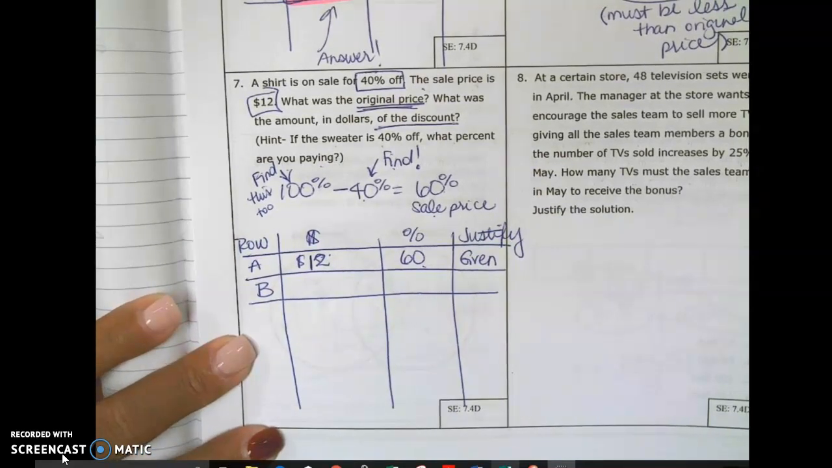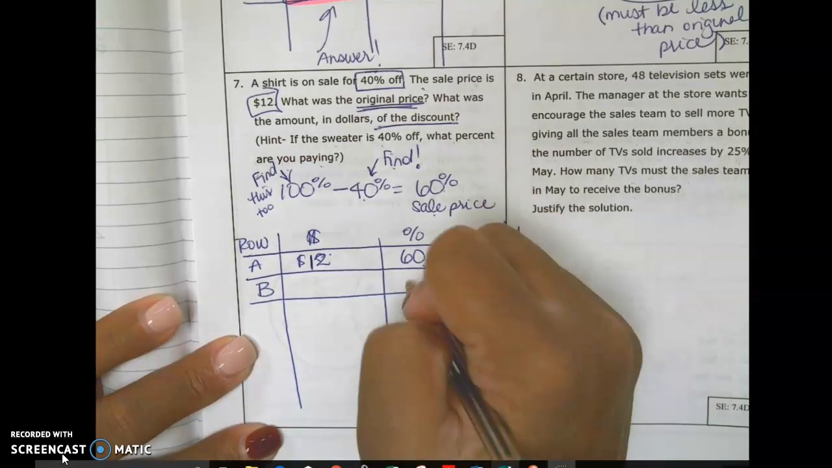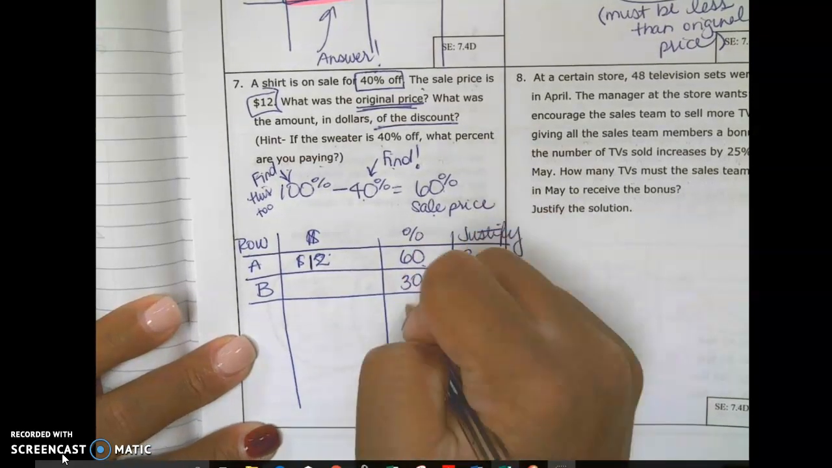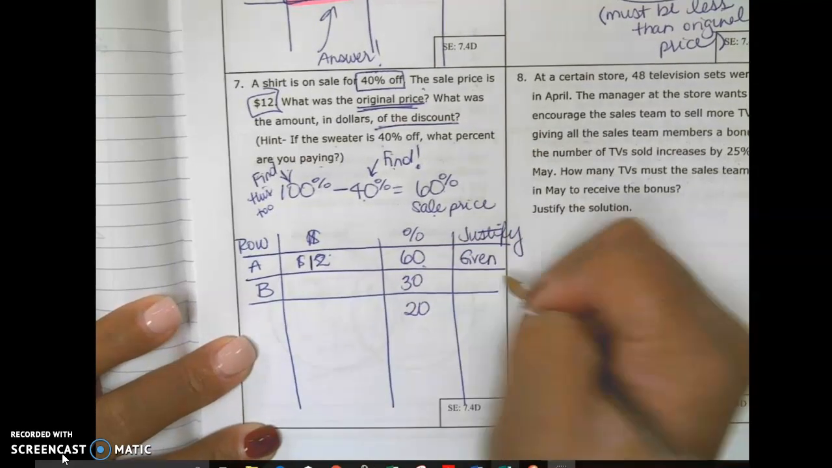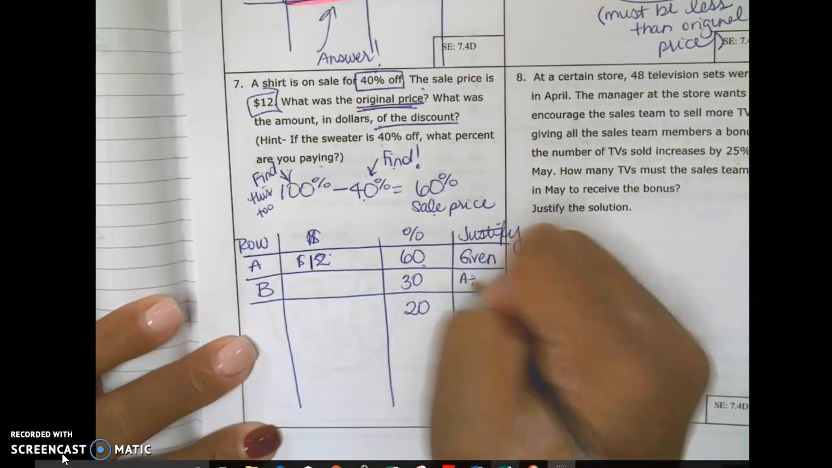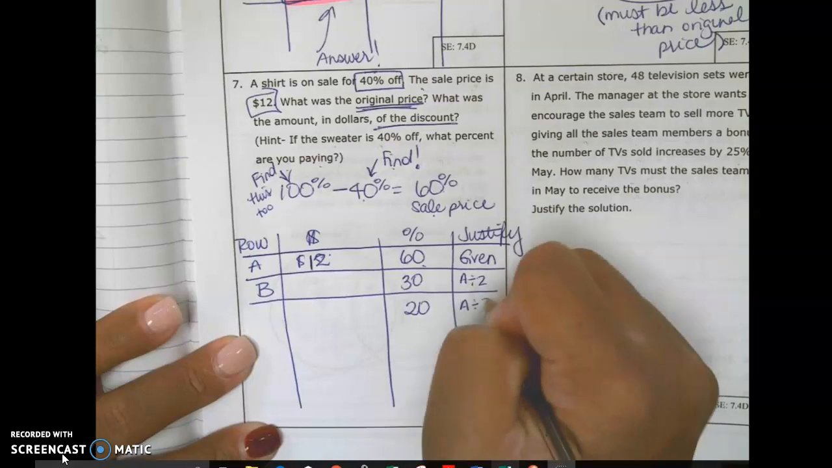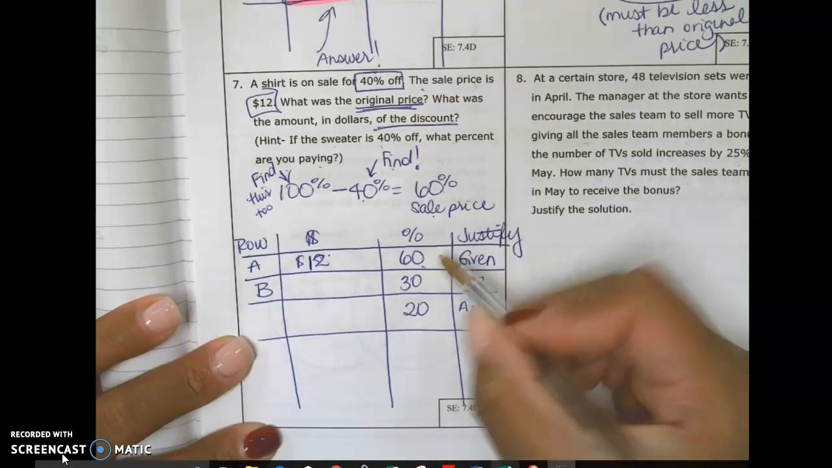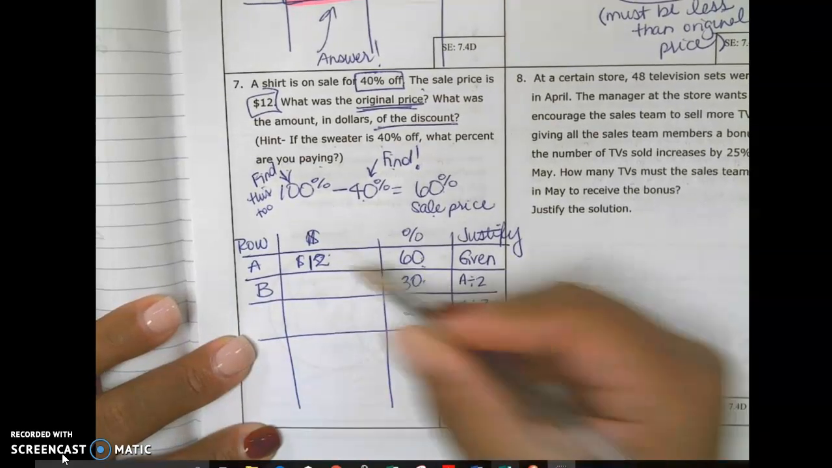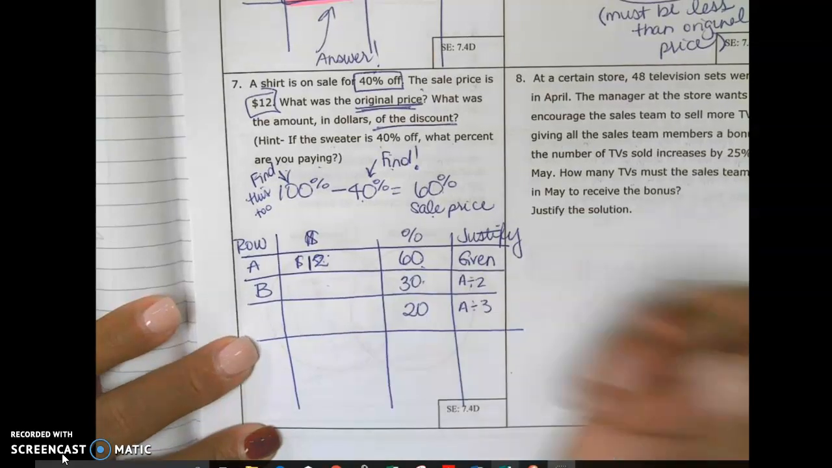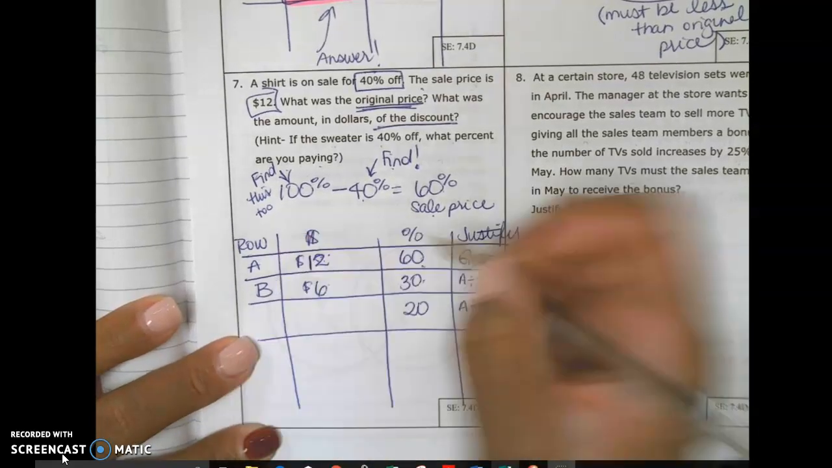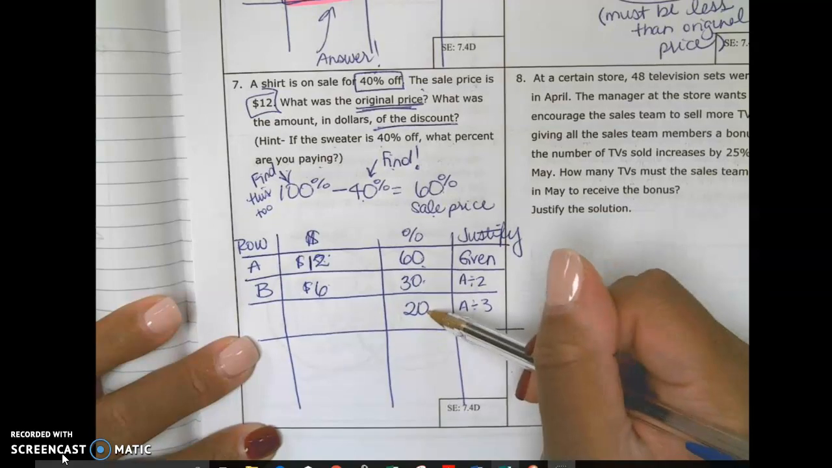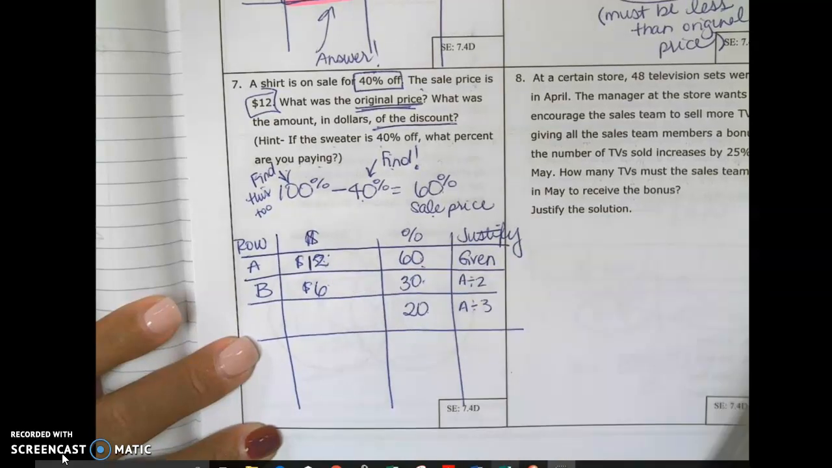Divide by 2, divide by 3. Sure. So let's divide it by 2 and I'll get 30. And then if I divide it by 3, I'll get 20. So A divided by 2, A divided by 3. Half of 60 is 30. What's half of 12? A third of 60 is 20. What's a third of 12? 4.